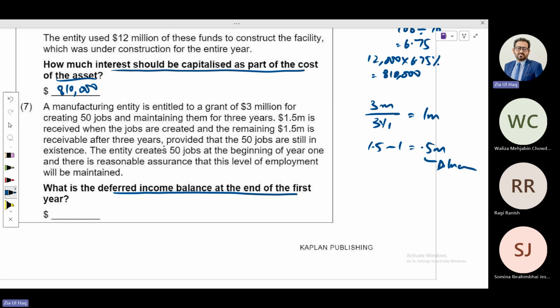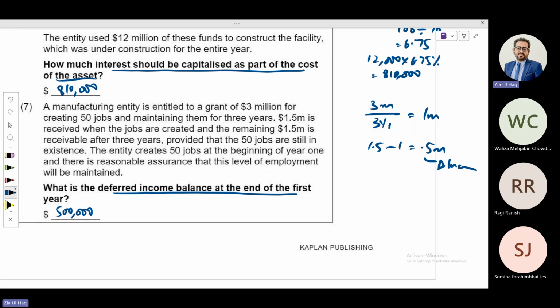1.5 million receivable after 3 years, providing that the 50 jobs are still in existence. The entity creates 50 jobs at the beginning of year 1 and there is reasonable assurance that this level of employment will be maintained. So how much is the balance of deferred income at the end of first year? 0.5 million, 500,000.